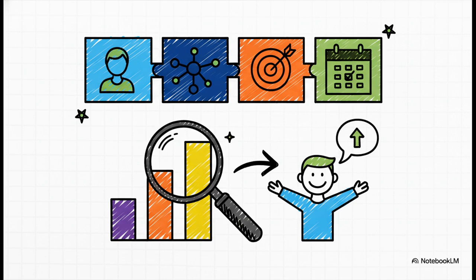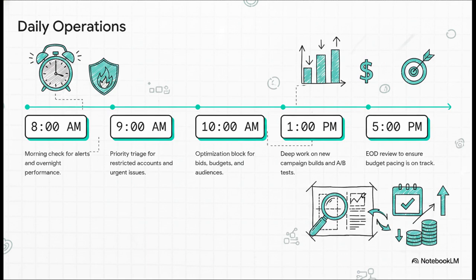Now, I know what you're thinking, but strict naming conventions like this aren't just for neatness or satisfying your inner perfectionist. When you are managing dozens of accounts, having this exact structure saves hours, literally hours, of cross-account reporting and analytics work. Anyone on your team should be able to know exactly what the campaign is doing just by glancing at the title. So how does a media buyer actually manage all of this day-to-day?